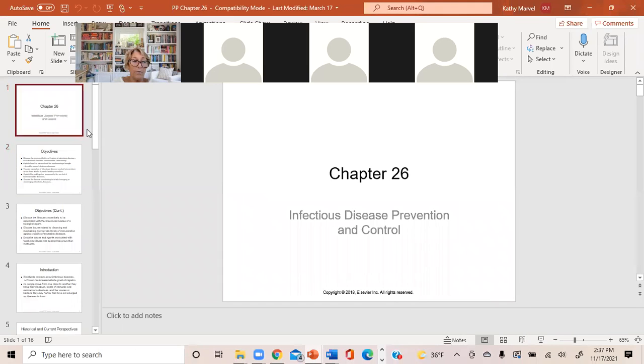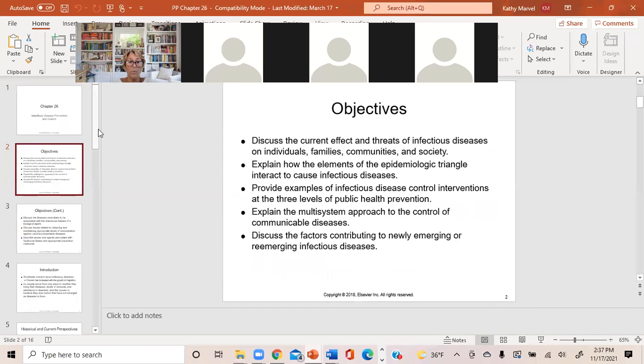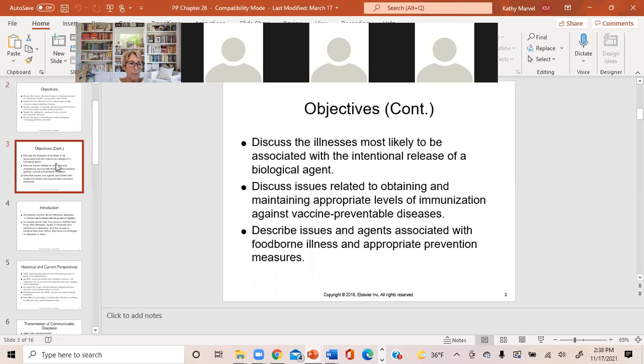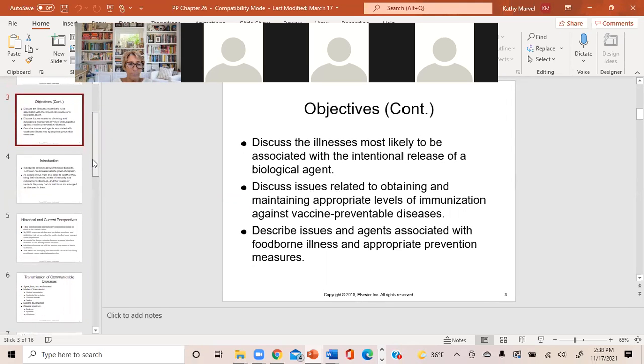Okay, so infectious disease and control. Here are our objectives. We'll try and get back to those to make sure we answered all of it, but I kind of have these memorized, so I make sure that I'm trying to cover information that's going to help you be able to answer them.